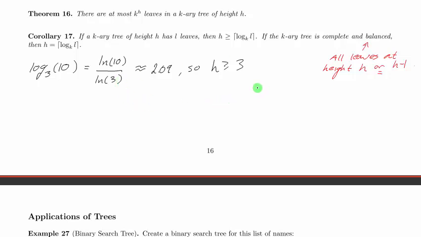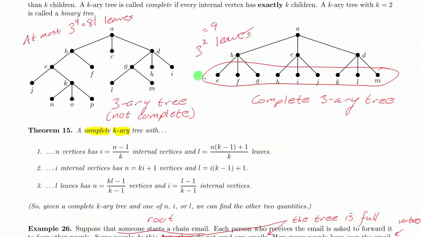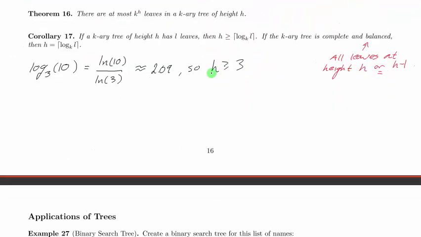If we look at our other example here, since we have a 3-ary tree, we're going to take log base 3 of 9. And we don't need a calculator for that since 9 is 3 squared. That's just going to give us 2. And the ceiling of 2 is still 2. And that is our height that we have here. So that checks out in that example as well.